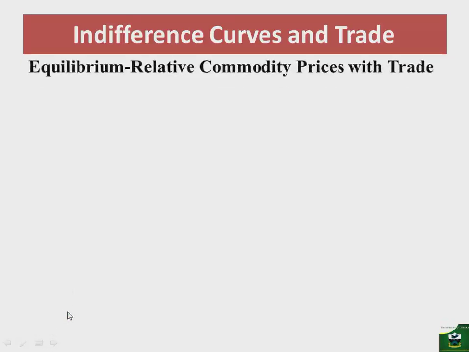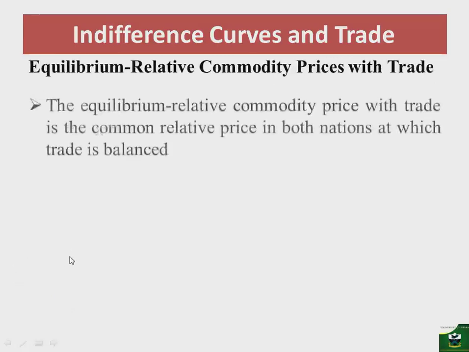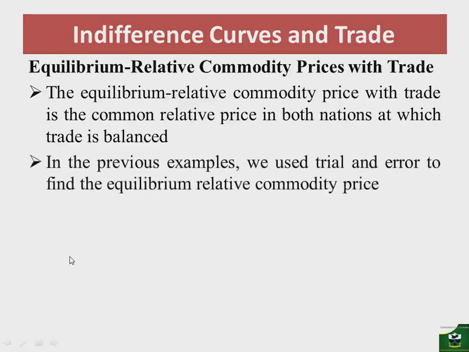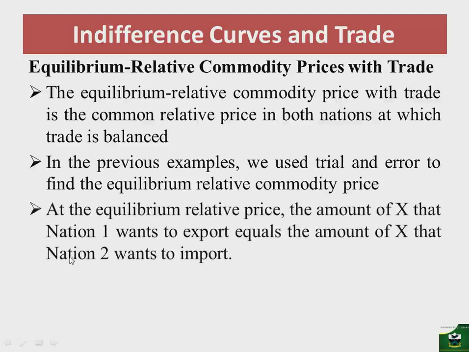Okay, so now let's look at the equilibrium relative commodity price with trade and how it is determined. So it should be understood here that what we've used so far is trial and error to arrive at the equilibrium relative commodity price. But where we are going, especially when we look at the offer curves, we will be able to come up with our equilibrium relative commodity price.